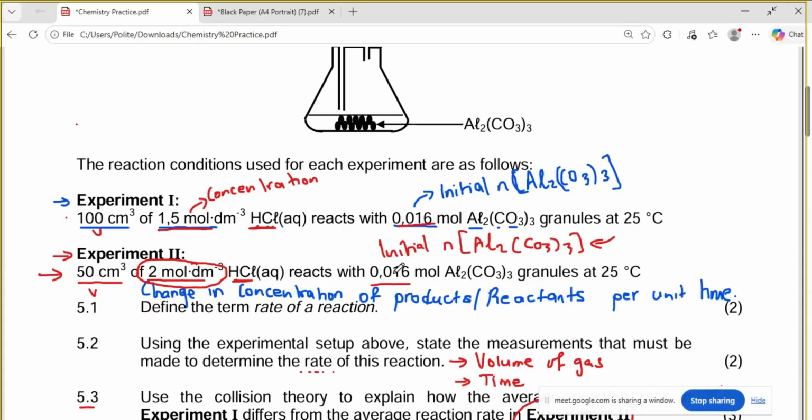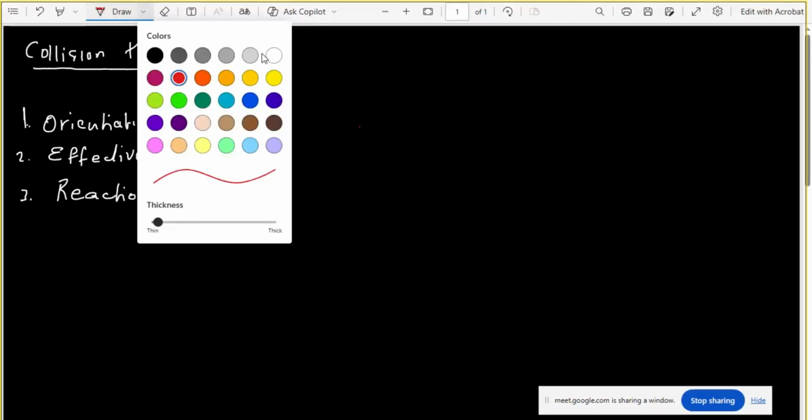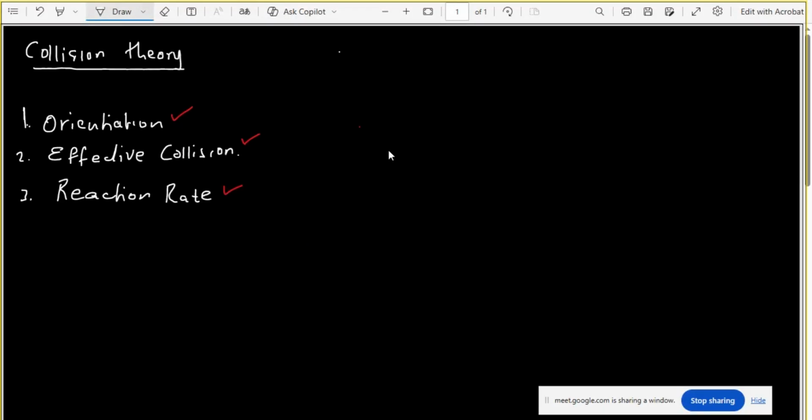So that will be my first statement. I'll tell the marker that in experiment 2 there's more HCl because they said 50 cm³ of 2 mol/dm³ HCl reacts with what? You understand? So that concentration of 2 is for HCl. Then talk about that HCl. So I'm going to write this down. First thing, I'm going to tell the marker which experiment I am referring to. Now I'm going to talk about experiment 2.